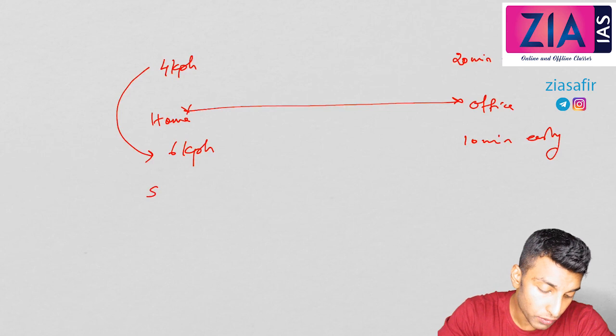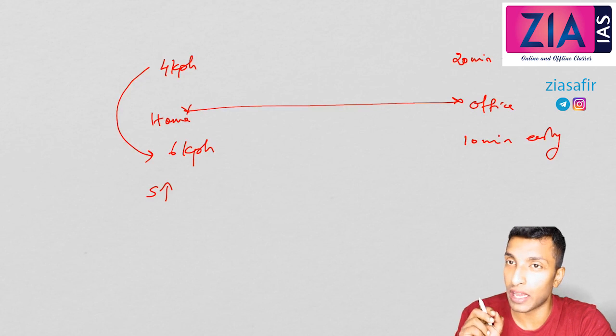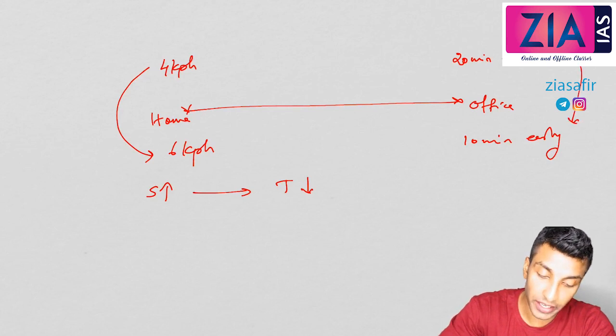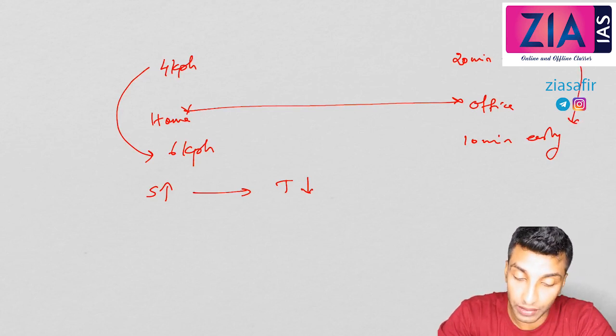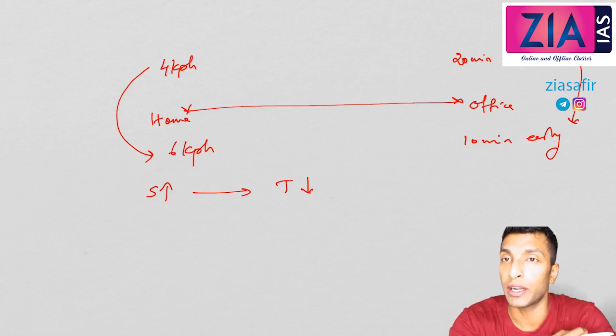Now if you look into this, what happened with the speed? Speed is actually increased. So this is clearly an increase-decrease story, so we can apply our method. If speed is increased, what will happen with the time? The time will decrease, and that's exactly what happened here. Earlier you were late, now you are early. But why? Because travel time is reduced.